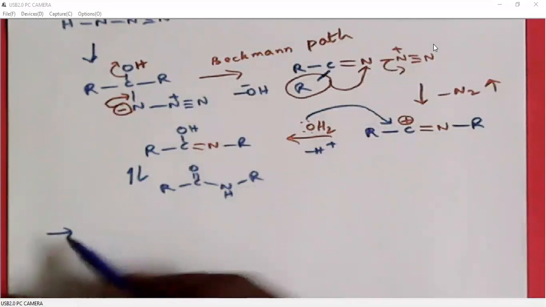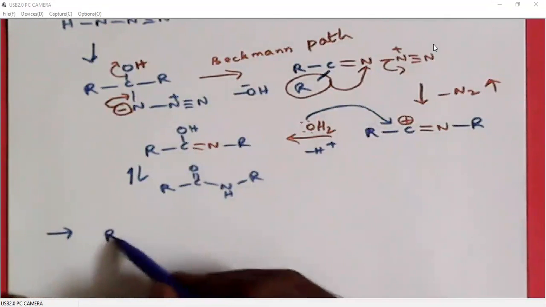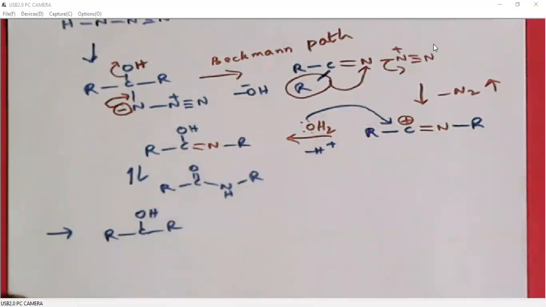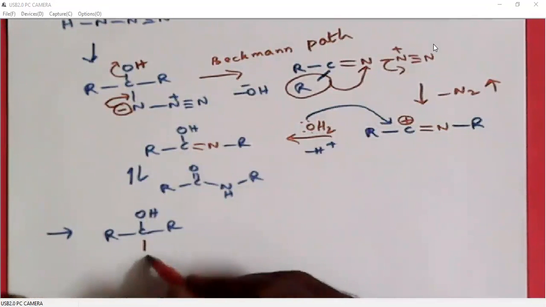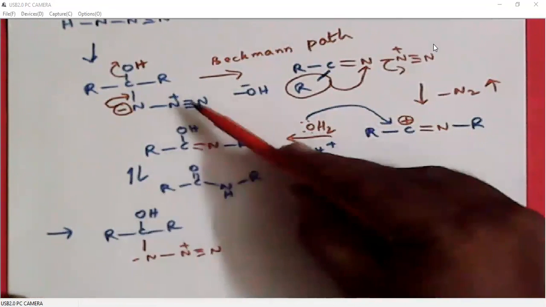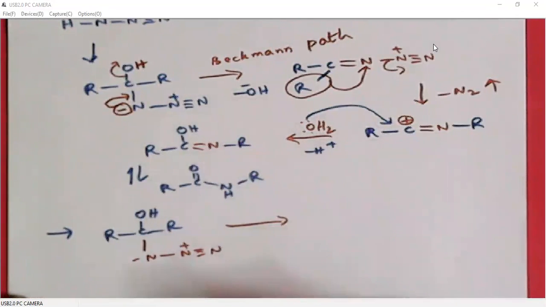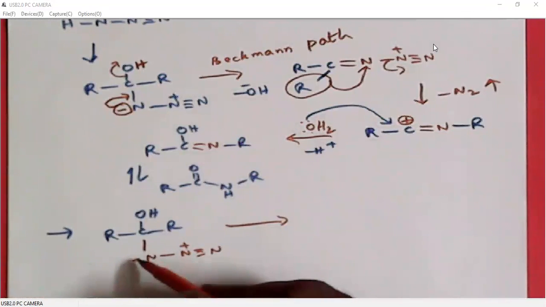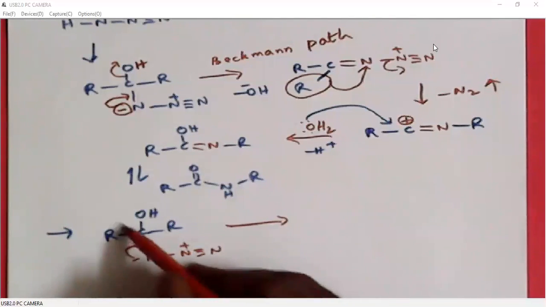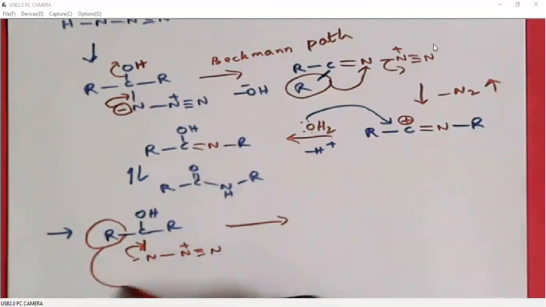We can also convert in a different path from this intermediate. So from this we can also convert. Polarization of nitrogen towards carbon generates the carbon nitrogen double bond. Then alkyl migration to nitrogen occurs with the expulsion of nitrogen.